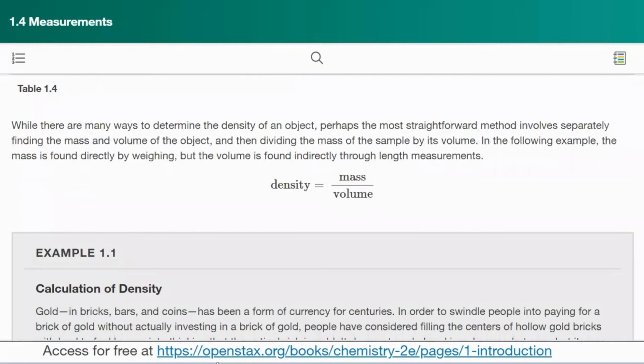While there are many ways to determine the density of an object, perhaps the most straightforward method involves separately finding the mass and volume of the object and then dividing the mass of the sample by its volume. In the following example, the mass is found directly by weighing, but its volume is found indirectly through length measurements.